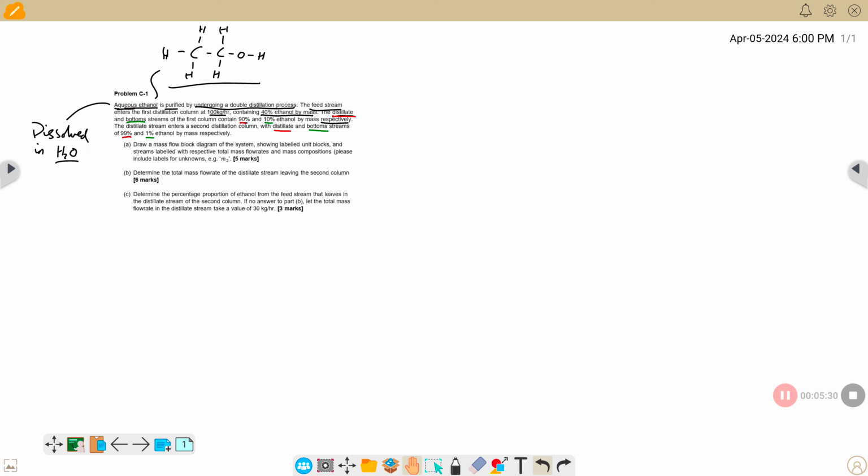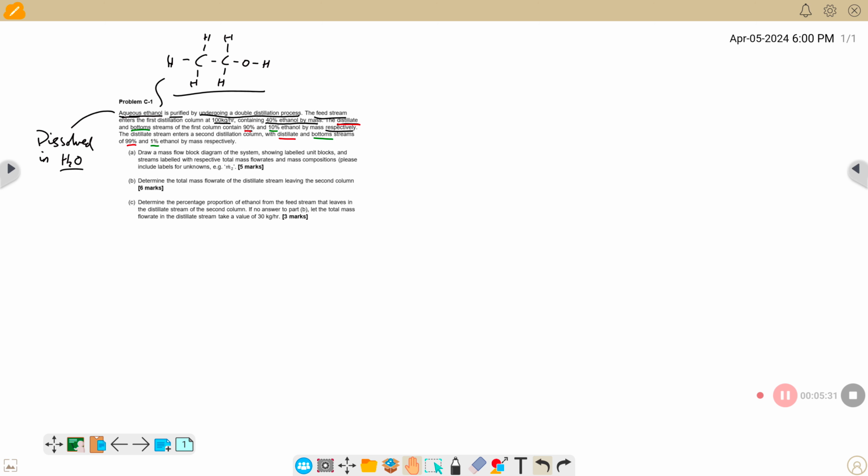Let's try and understand this in the context of a mass flow block diagram. So the first column has a feed of 100 kilos an hour. Remember we show streams using arrows. It might be conventional to write the mass flow rate up here and the mass compositions down here.